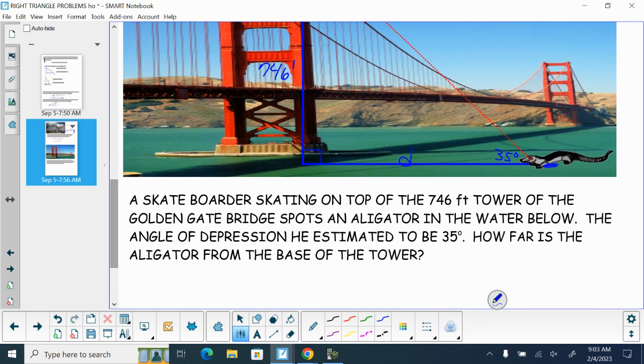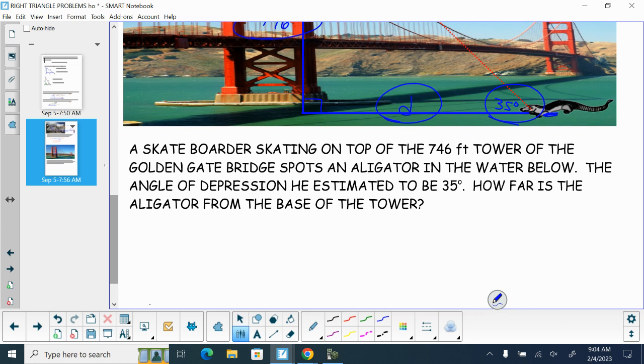So now we go back to which trig ratio relates this angle to the side we know and the side we want to find. Go ahead and write yourself a trig ratio there: which trig ratio of 35 degrees is equal to what over what? We should have the tangent there because we have opposite and adjacent again. We have 746 over D.